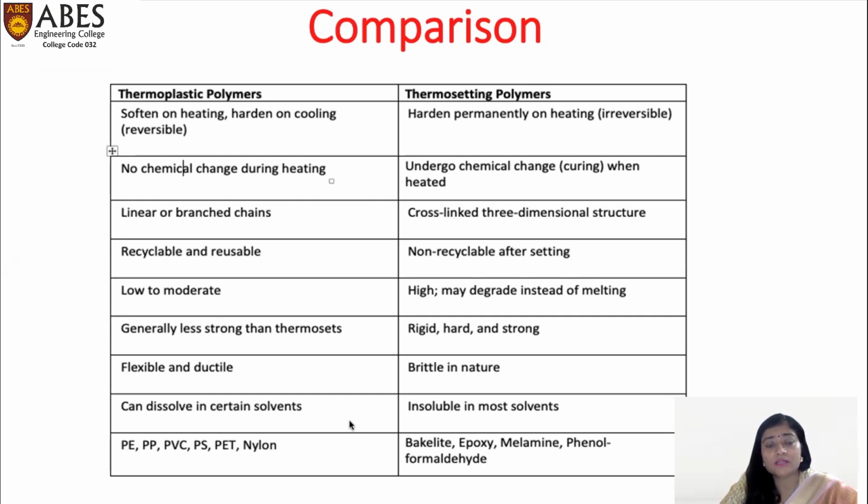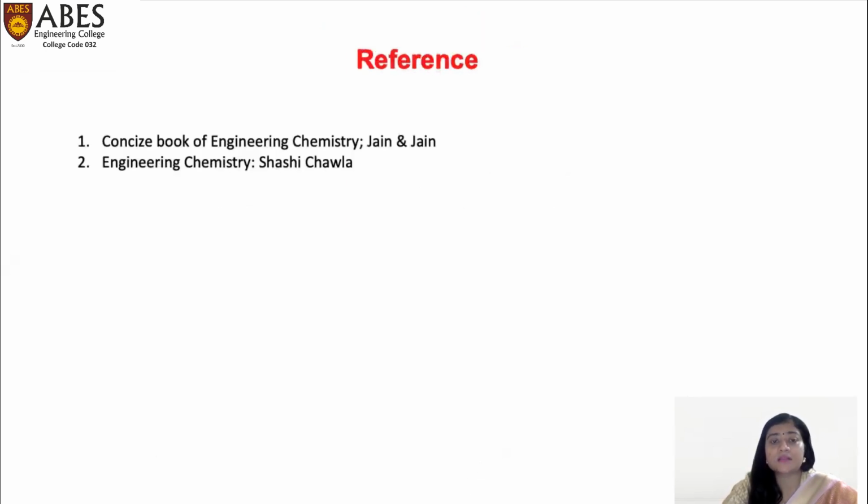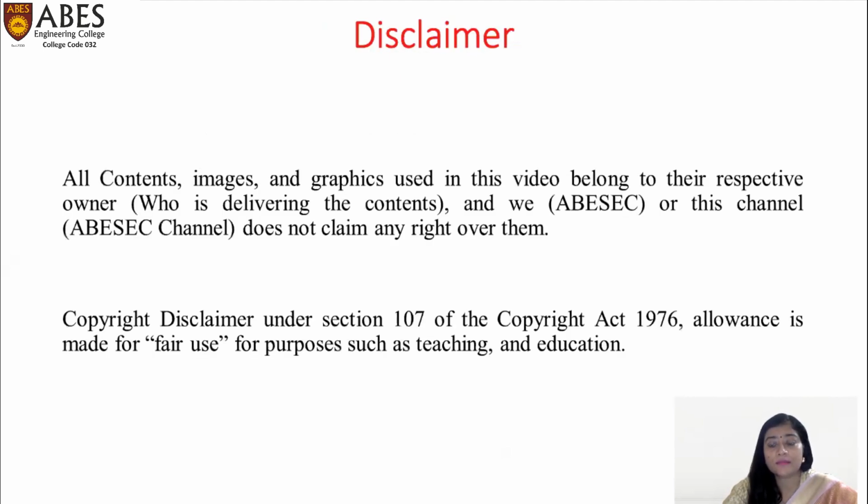Thermoplastics can dissolve in certain solvents, while thermosets are insoluble in most solvents. This is why they are the most stable form of polymers. Popular examples of thermoplastic polymers are polyethylene, polypropylene, PVC, polystyrene, PET, and nylon, and thermosetting polymers are bakelite, epoxy, melamine, and phenol formaldehyde. These are the references where you can find these topics in detail.